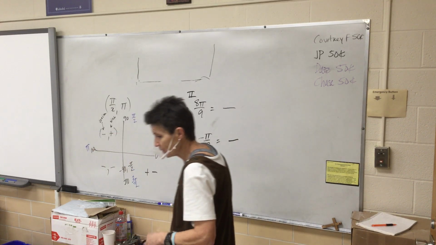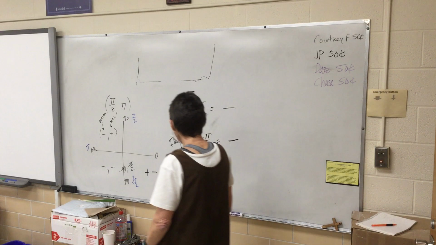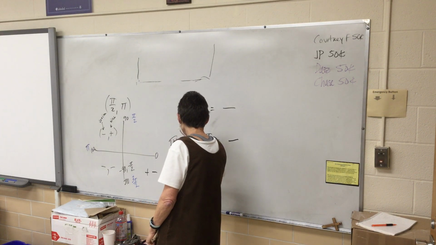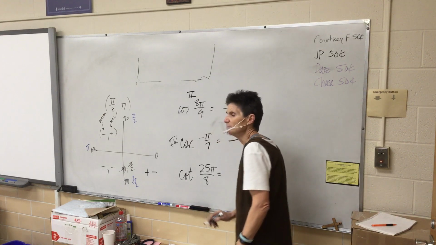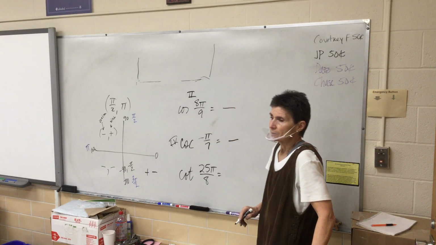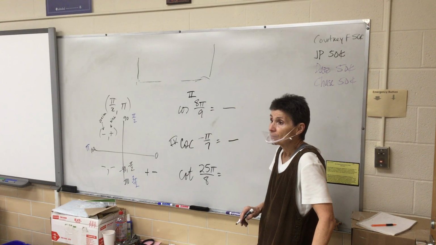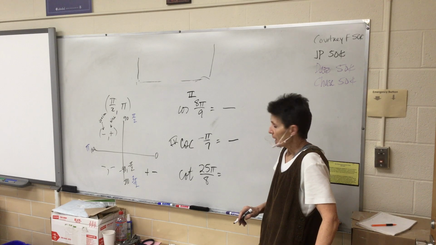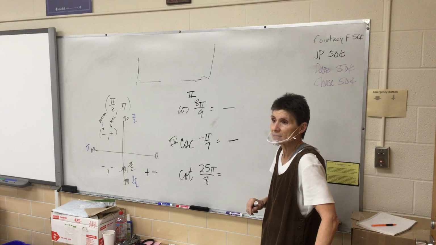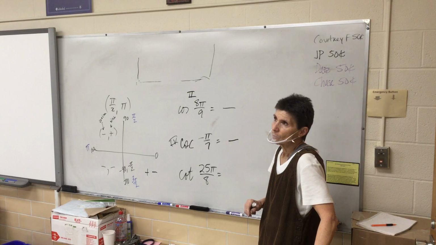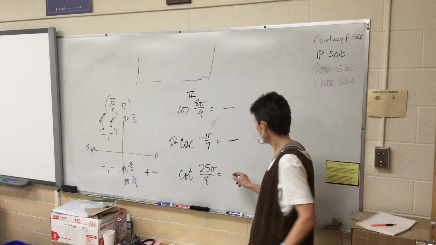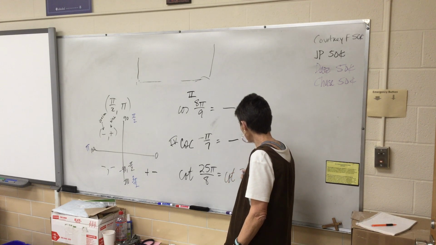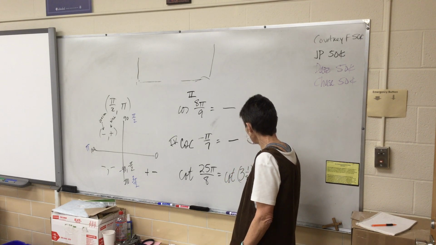Oh my lord. Cotangent 25 pi over 8. That's a big angle. Let's write that as a mixed number. What's 25/8 as a mixed number? 3 1/8. So this is the cotangent of 3 1/8 pi.